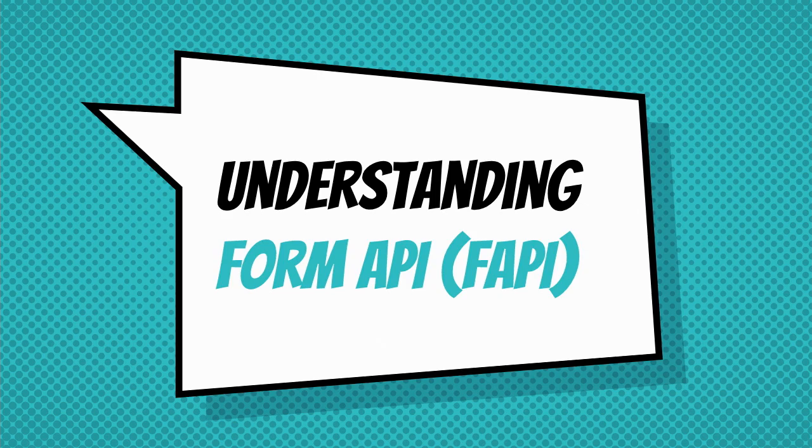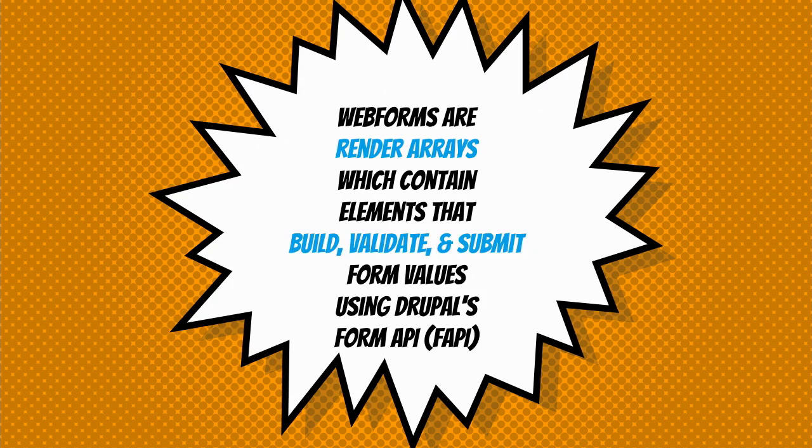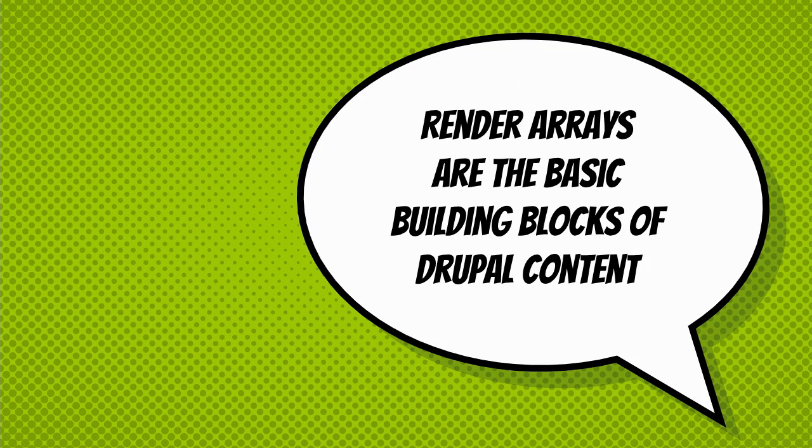And to step a little further back, I just want to give a definition of what a render array is. It's the basic building blocks of Drupal content. Everything you see on the page in code is a render array, and it just describes what's going to be outputted. And Drupal's Form API, just a breakdown of it, really deals with elements, form elements, and that's anything that's displayed on a page. An input is an element that just collects data.